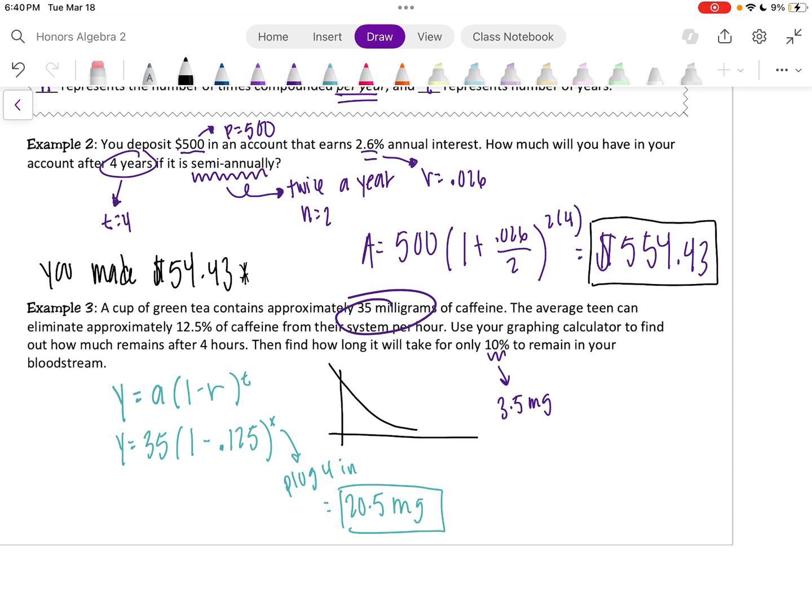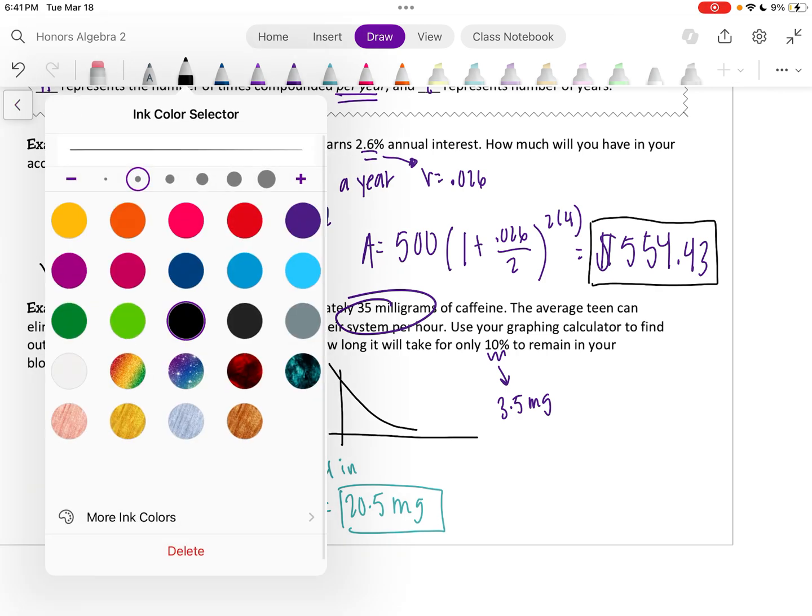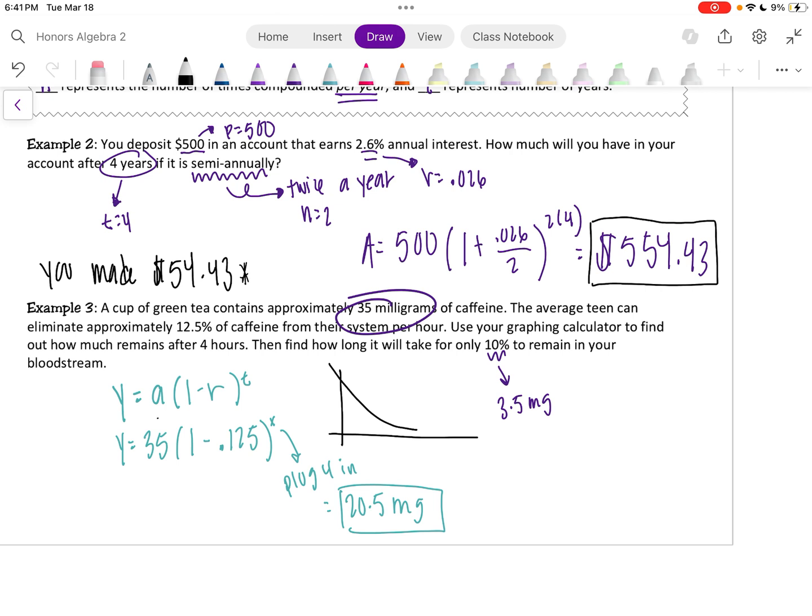The average teen can eliminate approximately 12.5% of caffeine from their system per hour. Use your graphing calculator to find out how much remains after 4 hours. So you could just graph this equation right here, where you start with 35 milligrams, you're decreasing at 1 minus 0.125 because that's how much you're losing, and then to the x power. So you have to plug in x when you graph it. And then if you wanted to do it by hand, you could just plug in 4.